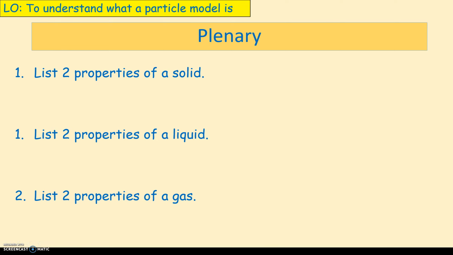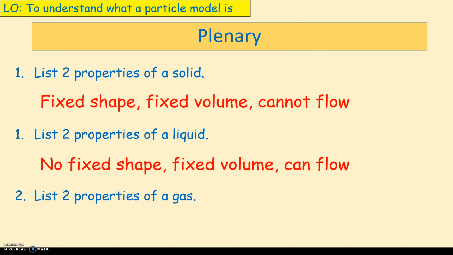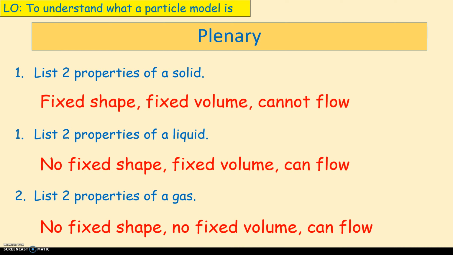Right, our final activity is to list 2 properties of a solid, 2 properties of a liquid, and 2 properties of a gas. You can shout them, you can write them, you can brainstorm them. Let's see how you did. Okay, so a solid has fixed shape, fixed volume, and cannot flow. A liquid has no fixed shape, fixed volume, and can flow. And a gas has no fixed shape, no fixed volume, and can flow.